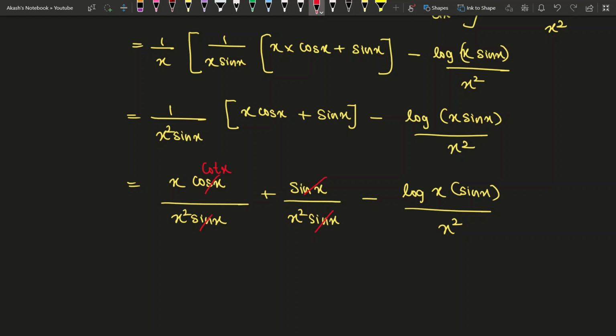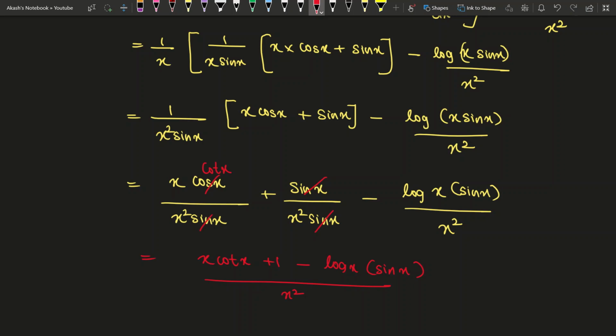So if you take x square as common, what will you be getting? When you are taking x square as common, you will get (x cot x + 1 − log(x sin x)) divided by x square. Fine.